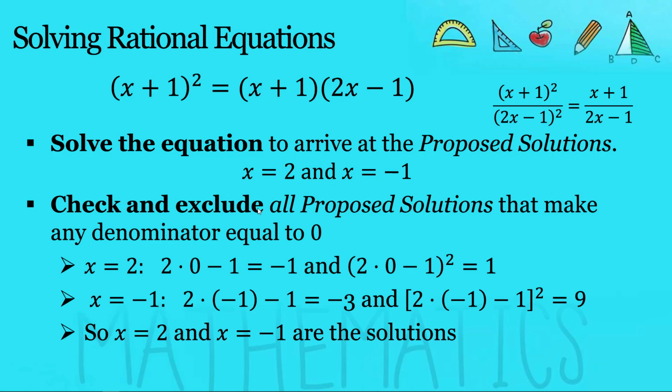So what we will do is we will check all proposed solutions against the original equation to make sure that the denominator does not equal 0. If it does, then we need to exclude that proposed solution which causes the denominator to be equal to 0. Fortunately, in this particular case, neither of these two solutions causes the denominator to be equal to 0, so the equation is defined for both of these proposed solutions, and they are indeed the legitimate solutions.